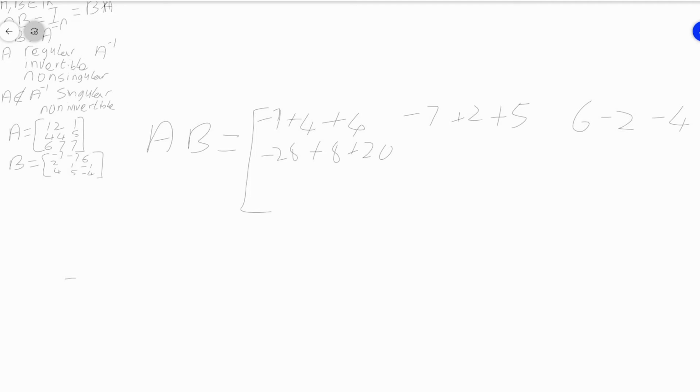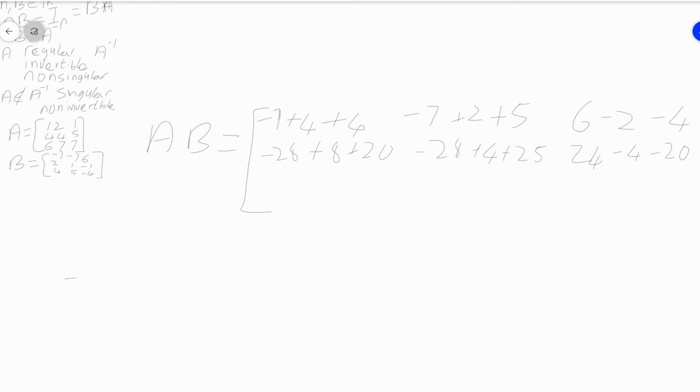Then the next one is minus 28 plus 4. Oh, sorry, I made another mistake. Minus 28 plus 4 plus 25. Then the next one is this multiplied by this. That's 4 times 6 will give us 24. Plus, minus 4. Minus 20.